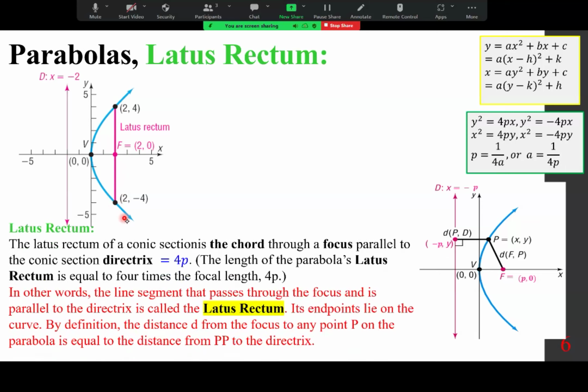So let's look at the official definition. The latus rectum of a conic section, the chord through a focus parallel to the conic section directrix, equals 4p. And the length, this length is equal to 4p. We're going to discuss that with more details in a moment. In other words, the line segment that passes through the focus. So here's the focus, the line that passes through the focus and it's parallel to the directrix is called the latus rectum.